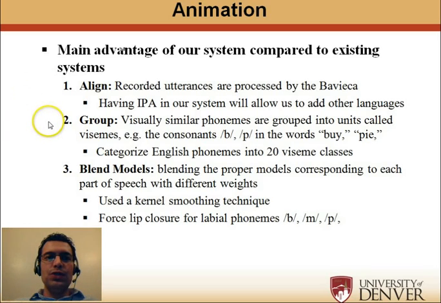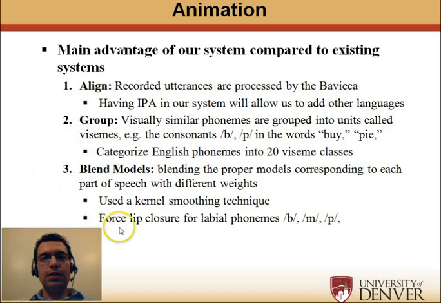Then we group visually similar phonemes into units called visemes. For example, the consonants B and P in buy and pie have the same lip shape. We categorize English phonemes into 20 viseme classes and design a 3D model for each of them in Maya. At the end, we blend them together with different weights. These weights come from kernel smoothing techniques to make the result more natural and smooth.